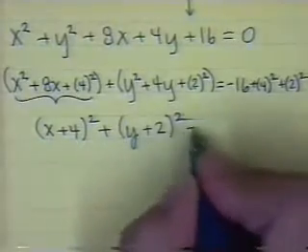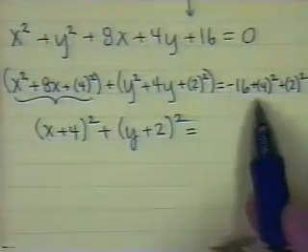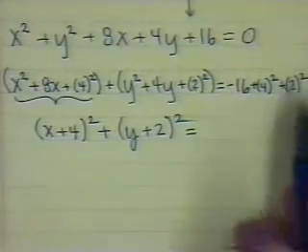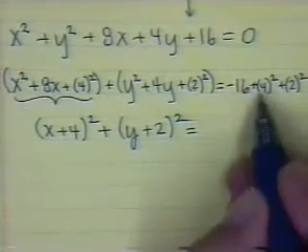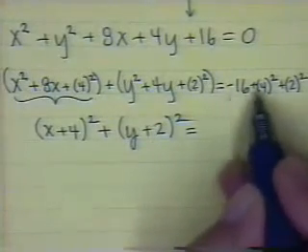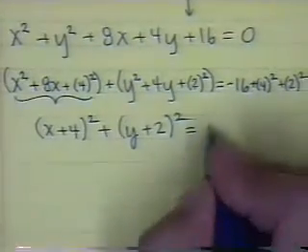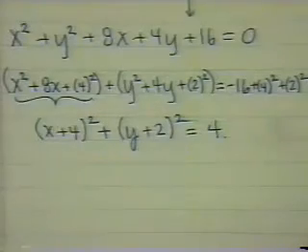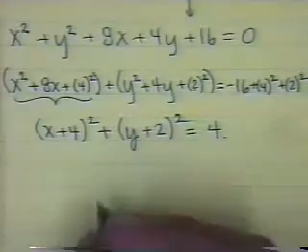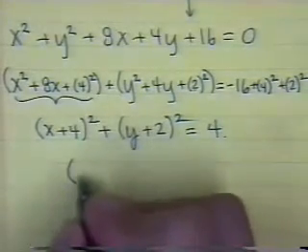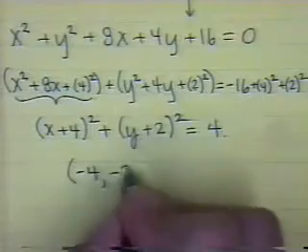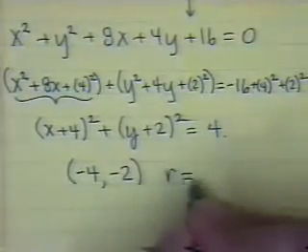A positive 2. And the constants is just a matter of getting your calculator out there. Negative 16 plus 4 squared, that's 16, that's 0, plus 2 squared, a total of 4. Now we've written our standard form, and if we have to identify the center, it's (negative 4, negative 2) with a radius of 2.